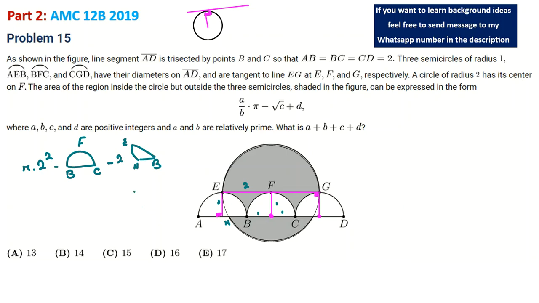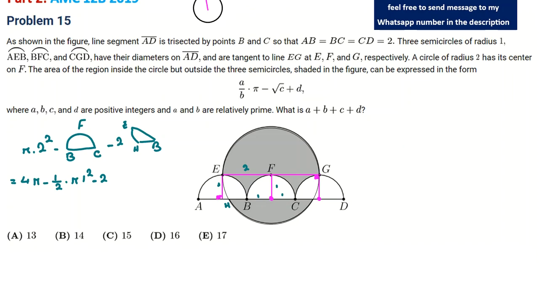Now, the first part is 4 pi. Now we want to calculate BFC. BFC is much easier because it is a semicircle, 1/2 times pi r squared, which is pi times 1 squared, minus 2 times. This area is a bit harder to calculate. So let's focus on calculating this area.